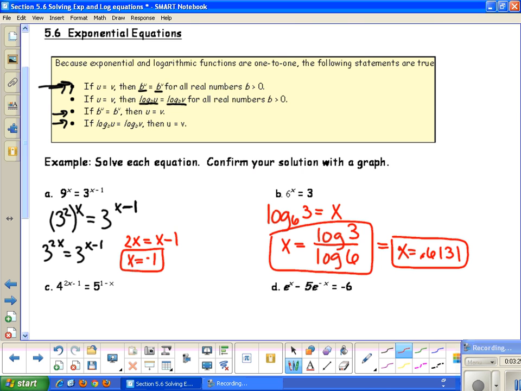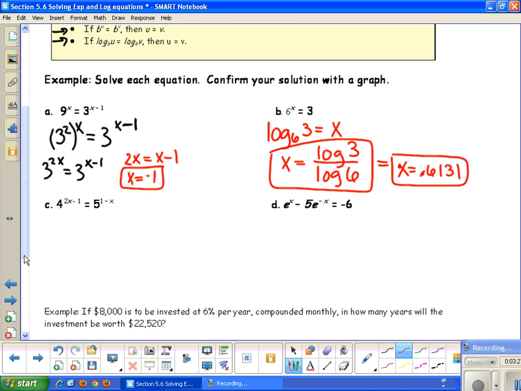So let's go to C here. For C, if I look at this problem, again, I cannot make 4 into base 5 ever. Since I can never make 4 into base 5, that means, again, I'm going to have to use logarithms in order to help me solve this.